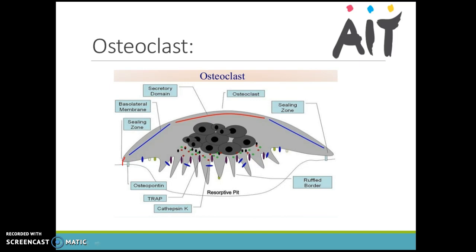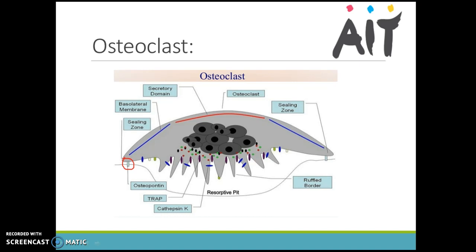The osteoclasts also have a sealing zone. This sealing zone is the attachment of the osteoclast plasma membrane to the underlying bone. They are bound by belts of specialized adhesion structures called podosomes.